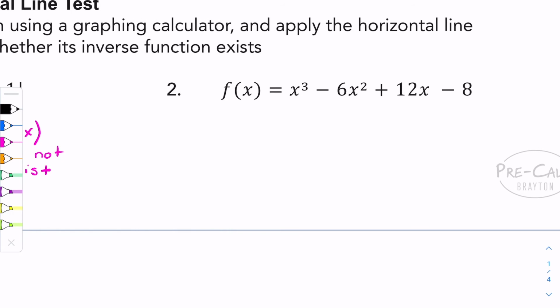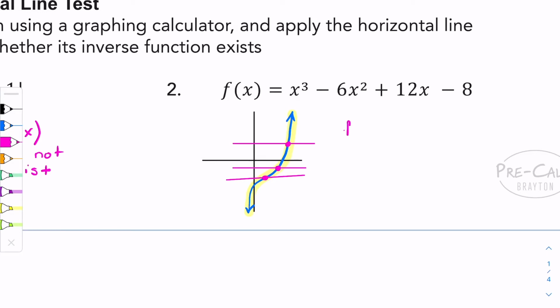And number 2, if you were to type this function into your graphing calculator, you would get a graph that looks similar to this. I should do that in different colors so we can see it. All right, and if we were to draw a horizontal line across the graph at any point, it is only going to intersect this graph once. So because it only intersects the graph in one location on every horizontal line, we can say that the inverse function does exist.